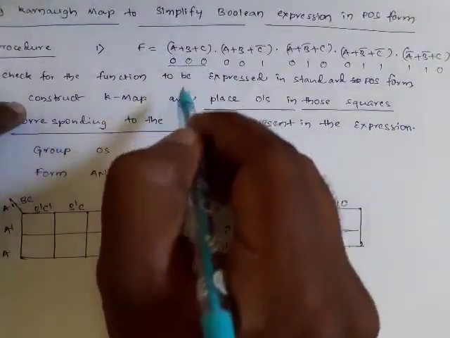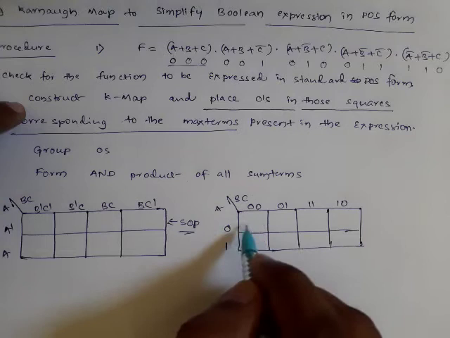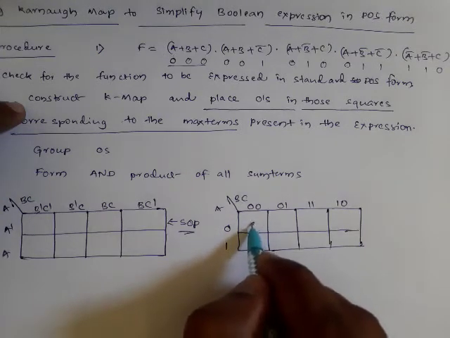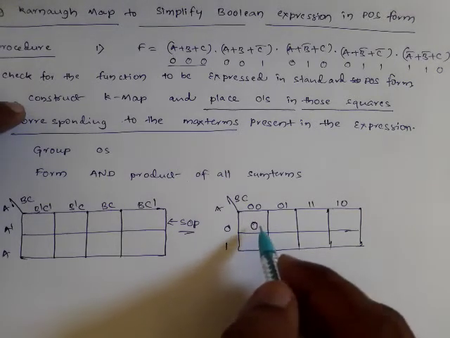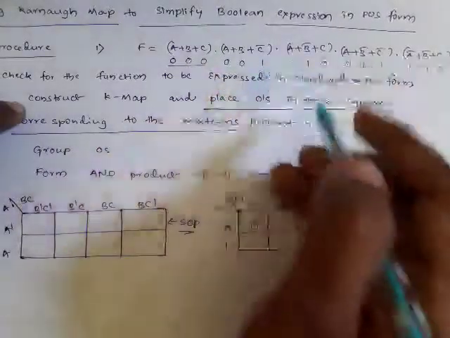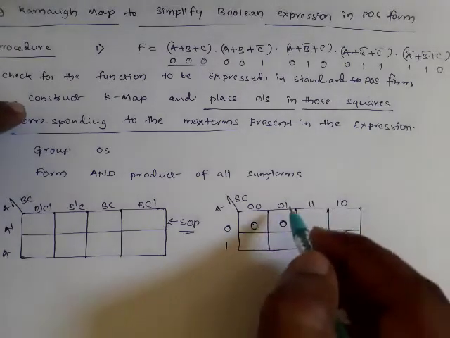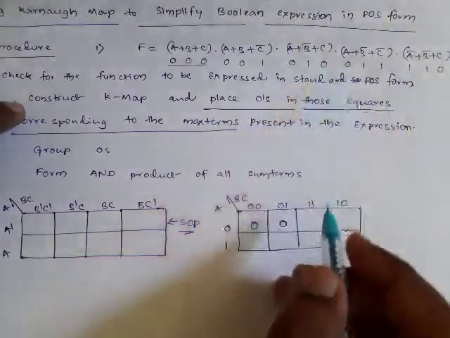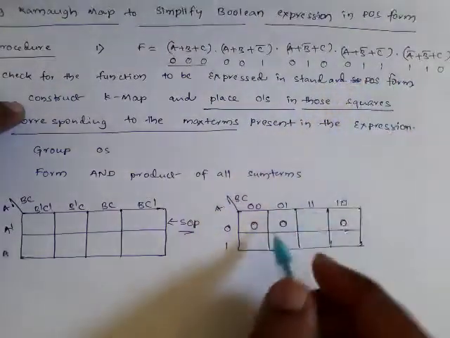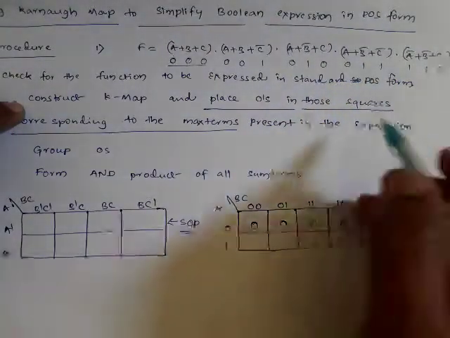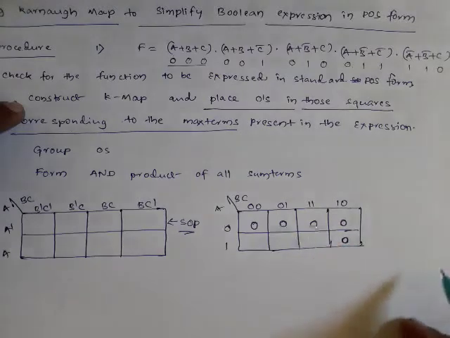So now start entering these terms into the K-map. The first term is 0 0 0. So here what you have to enter is zeros. Why? Because these are the product terms and these are the sum terms or max terms. Next one is 0 0 1. So this is the max term 0 0 1. Next max term is 0 1 0. So this is the max term. Next is 0 1 1. So this is the max term. The last one is 1 1 0. So this is the max term.